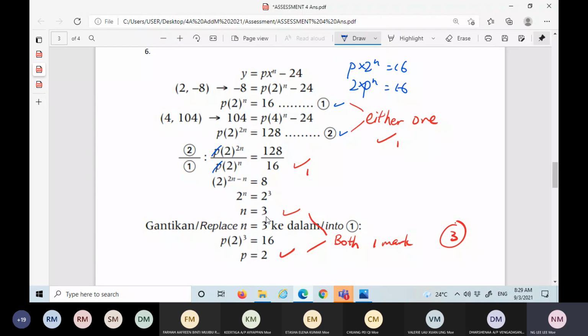Therefore, n is 3. Okay, and then some of you just stop at n is 3. You didn't continue with p. Then you lost 1 mark. So substitute the n into, let's say, equation 1. Then to find the p.